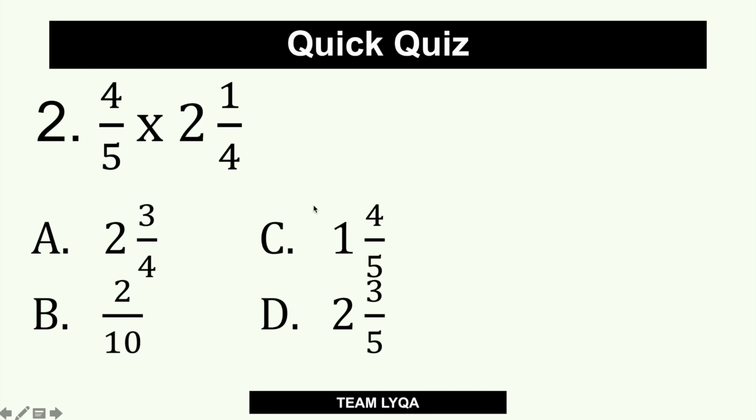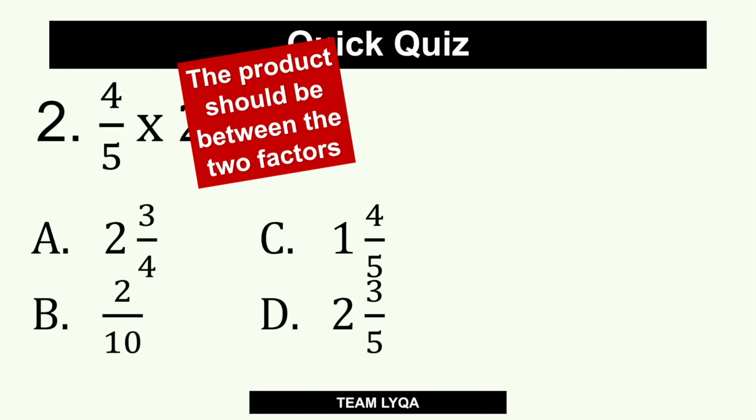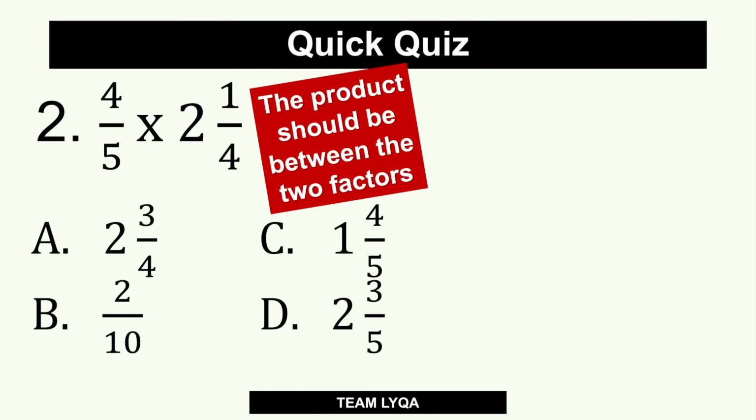Number 2, 4 over 5 times 2 and 1/4. Okay? So again, kung gagamitin mo yung ating speed technique, sabi natin the product should be between the two factors if we're dealing with a fraction and a mixed number. Okay? Kung magkahalo sila, dapat ang answer nasa pagitan nilang dalawa. So it has to be higher than 4 over 5 and lower than 2 and 1/4.